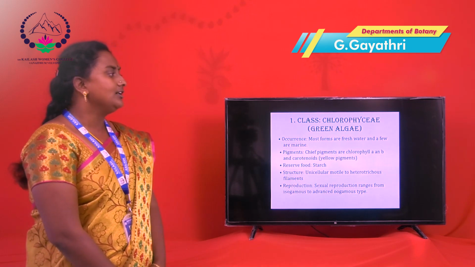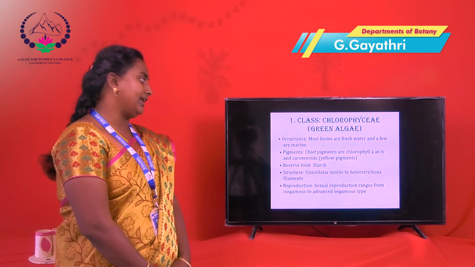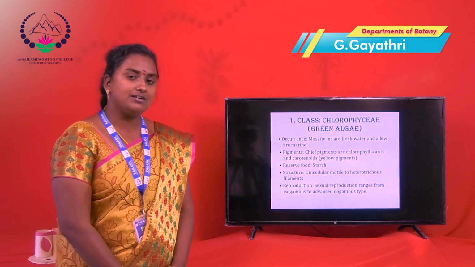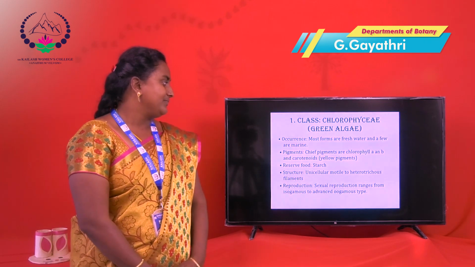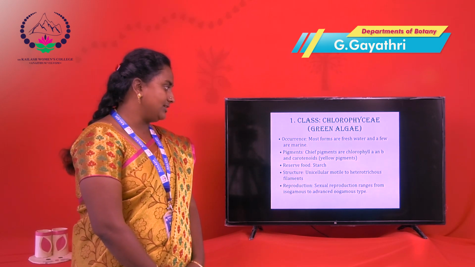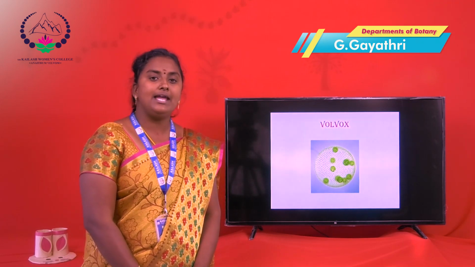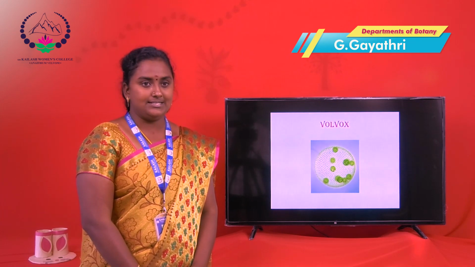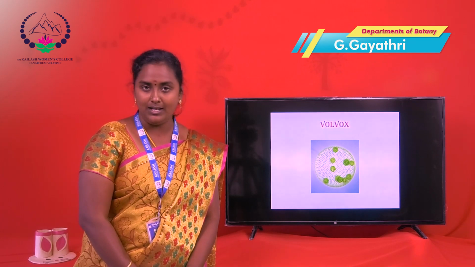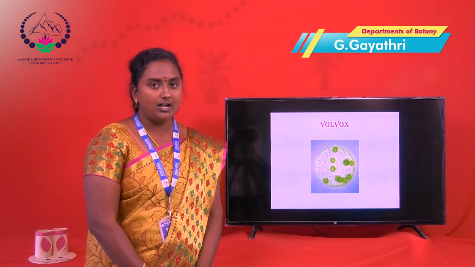The first class is Chlorophyceae. Occurrence: most forms are freshwater, few are marine. Pigments are chlorophyll A, B and carotenoids. Reserve food material is starch. Structure is unicellular motile to heterotrichous filaments. Reproduction is isogamous to advanced oogamous type. Isogamous means the male and female gametes are equal in size. The heterogamous or oogamous is where the male gamete is small and the female gamete is big. The example of Chlorophyceae is Vaucheria.